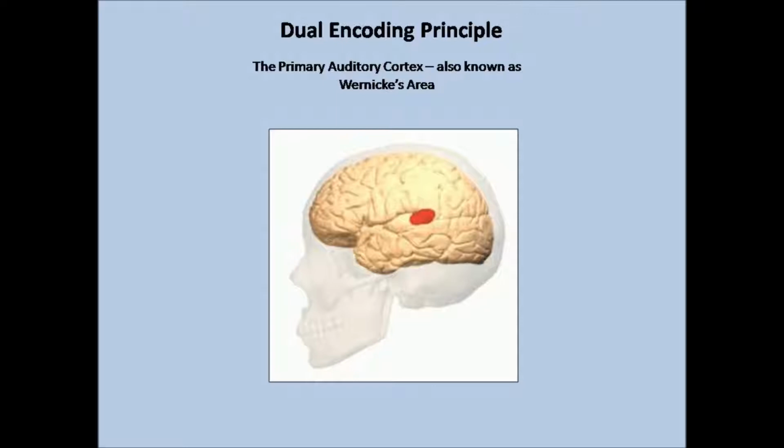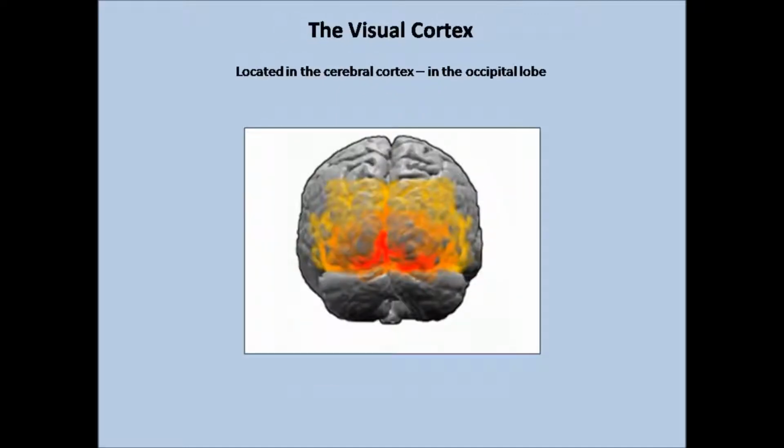Now look at this, the dual encoding principle. Here's the primary auditory cortex, also known as Wernicke's area, temporal lobe. Here's the visual cortex. This is located in the cerebral cortex, also known as the occipital lobe. This is towards the back of the head, the back of the brain.